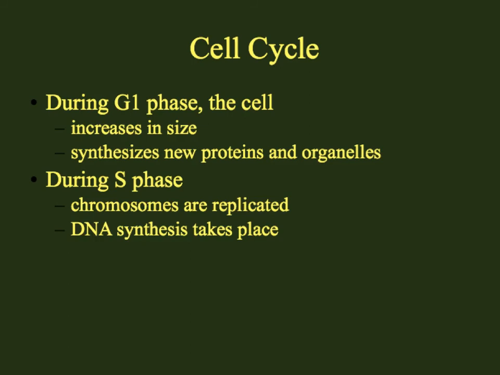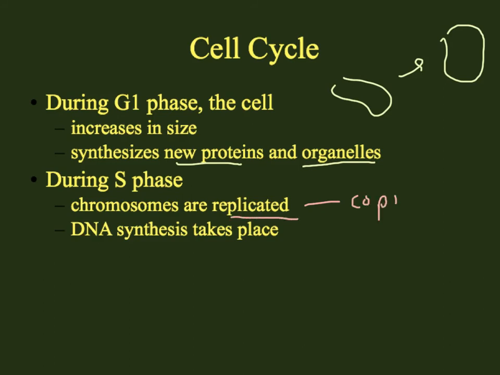Now, what happens during G1? In G1, the cell gets bigger. It increases in size, and it's going to perform whatever cell function it has. It's making new proteins and new organelles as it goes along. Now, the S phase is extremely important because this is when the chromosomes are replicated. That means copied. The chromosomes are copied during S phase, and this is when DNA synthesis takes place. So again, we have our cell, and we have our nucleus here, and the DNA is in there. It's going to be copied during the S phase.